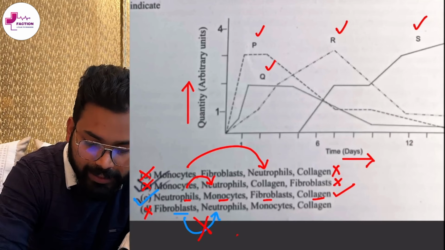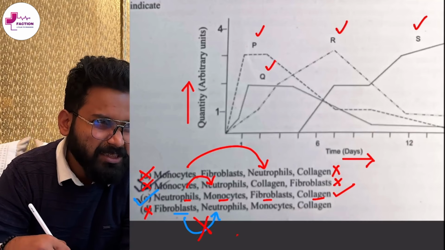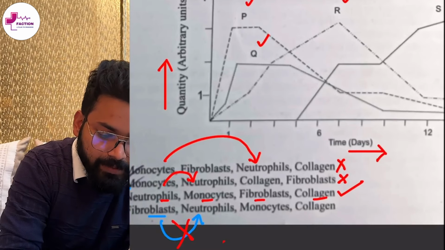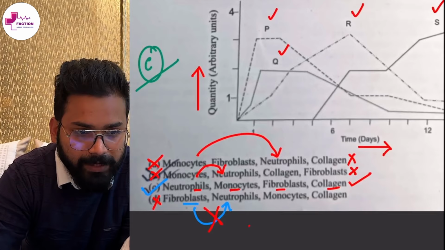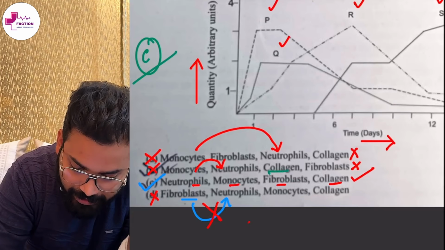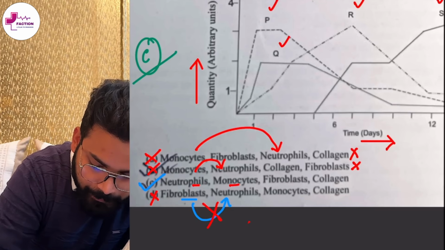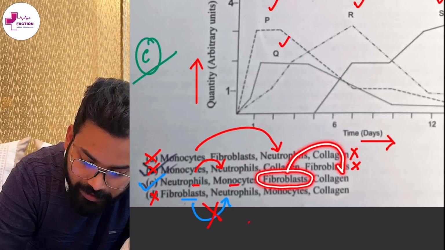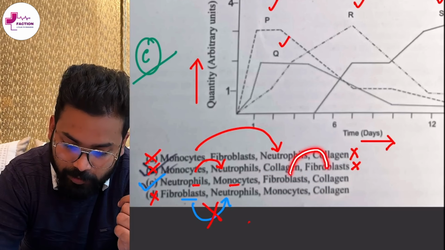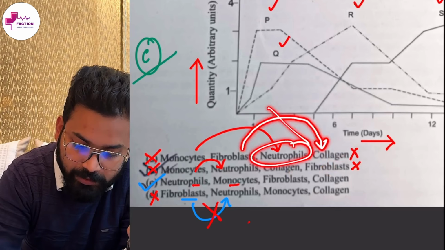Now, what if you are a student and you don't know the details about neutrophil or monocyte? You can simply solve this question by common sense. The answer is option C. Fibroblast is written here, and we know fibroblast will give rise to fiber, and fiber means collagen fiber. There is only one option where right after fibroblast collagen comes. In this option, between fibroblast and collagen, there is neutrophil. You can discard option A.